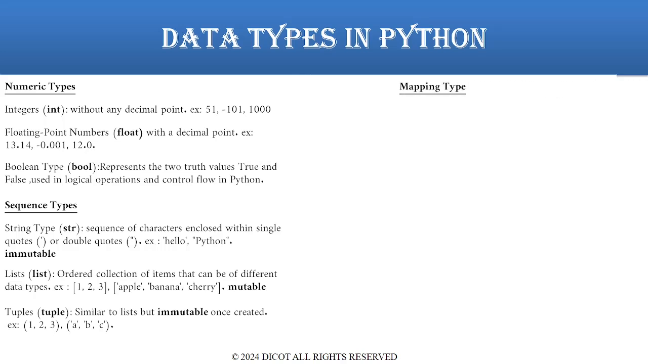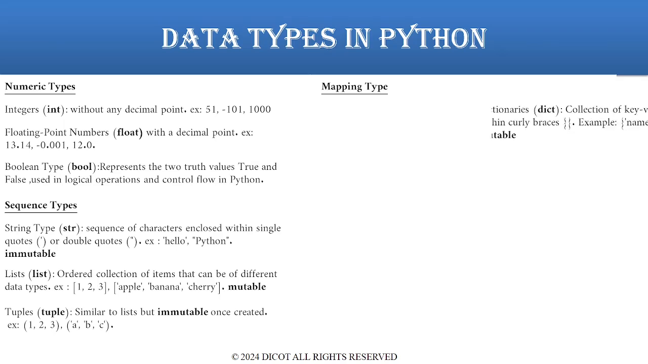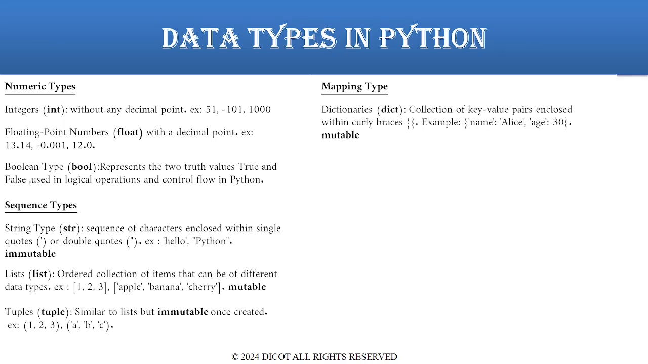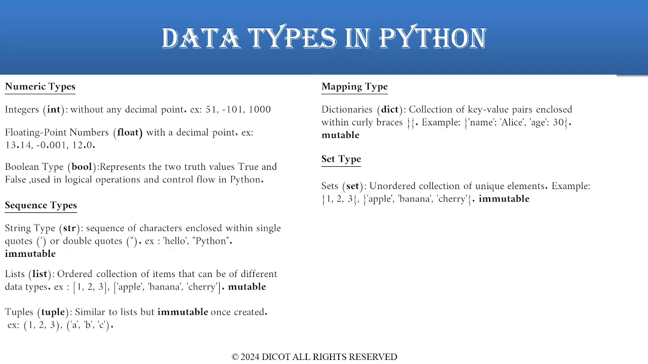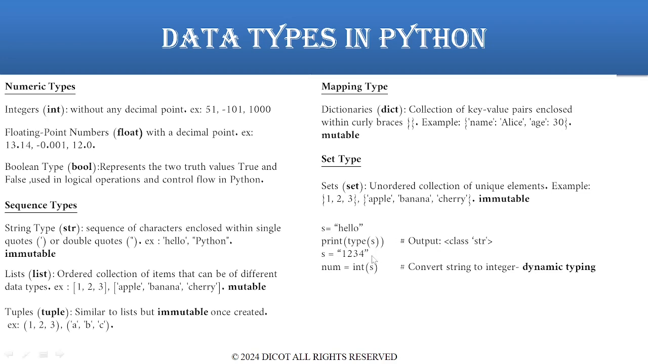Mapping type. Dictionaries: a collection of key-value pairs enclosed within curly braces. Example: {'name': 'Alice', 'age': 30}, etc. Set type. Sets are an unordered collection of unique elements. Example: {1, 2, 3, 'apple', 'banana', 'cherry'}, etc. We can find the data type of a particular variable using the built-in type function.